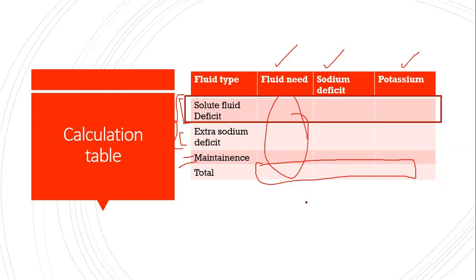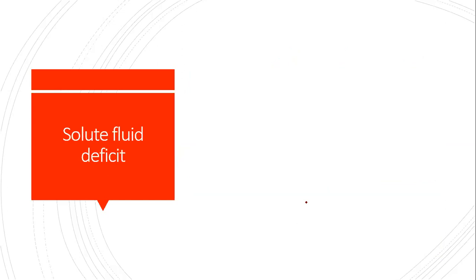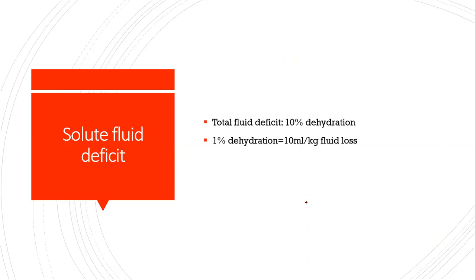First, we will start with solute fluid deficit. So here solute and fluid, both are lost. First, we will calculate how much fluid is lost in this child. So the fluid lost is your percentage of dehydration. Here it is 10% dehydration in this child. 1% dehydration is equal to 10 ml per kilo of fluid loss.